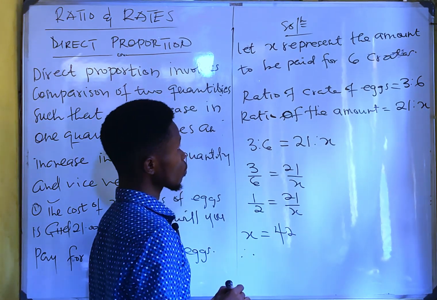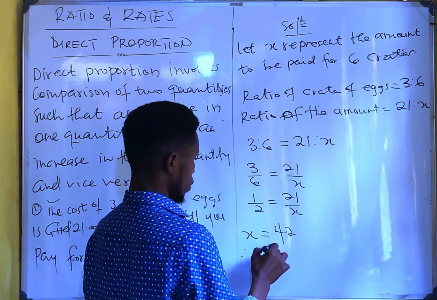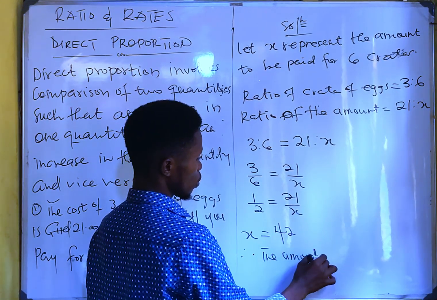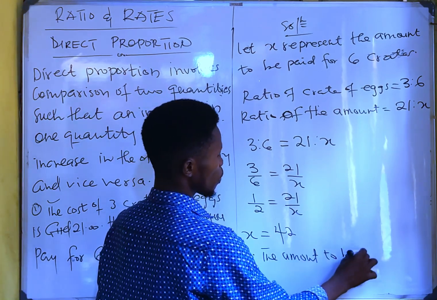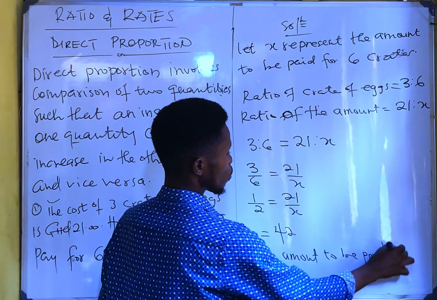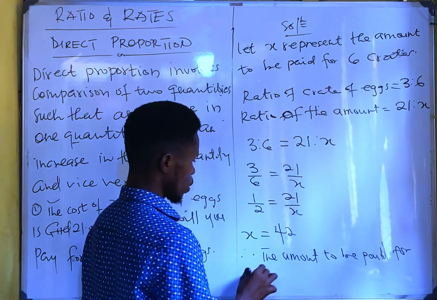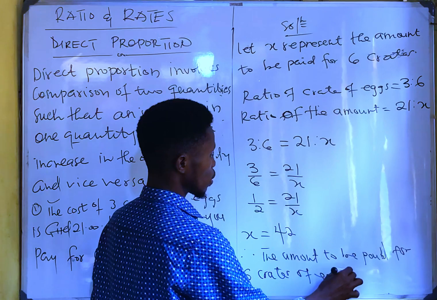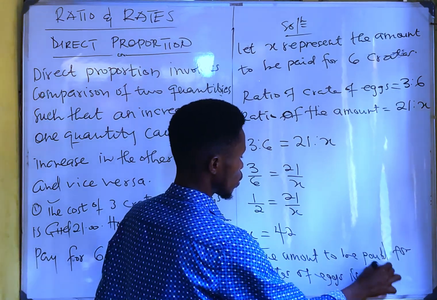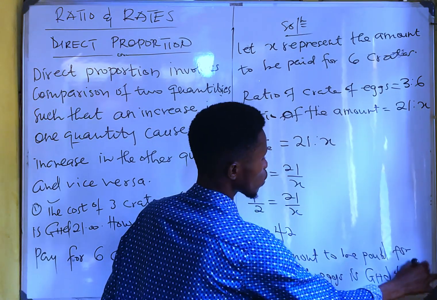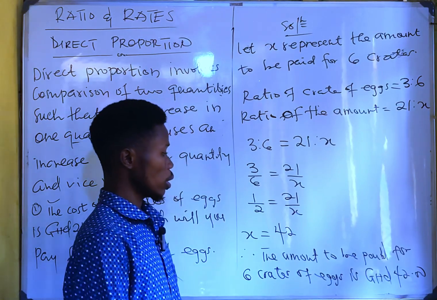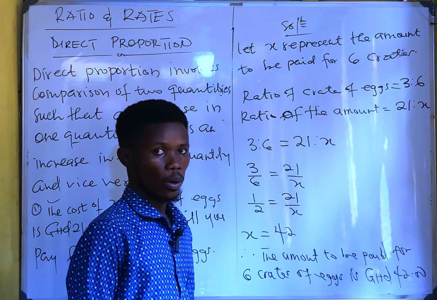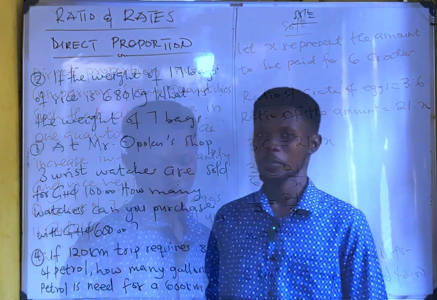Therefore, the amount to be paid for 6 crates of x is 42 Ghana cedis. Is that okay? It's 42 Ghana cedis. So that's how we go about it. Is that okay? Okay. The second example.